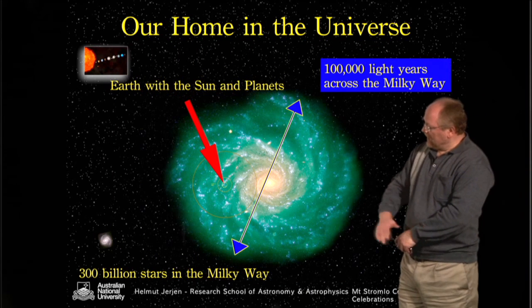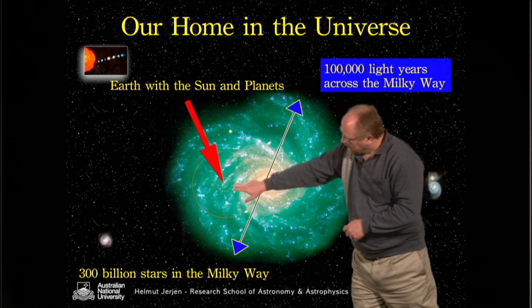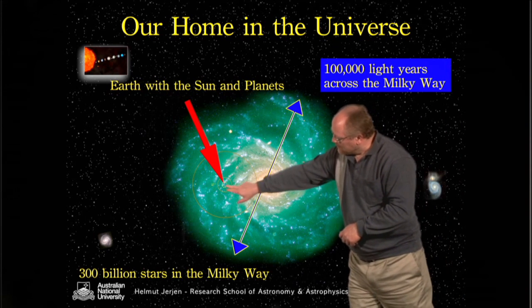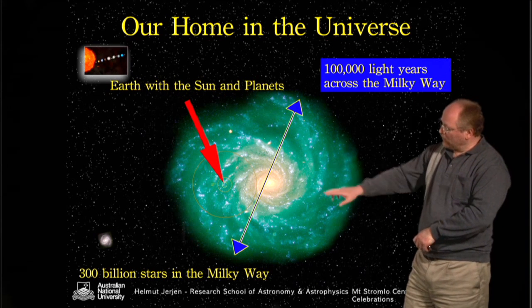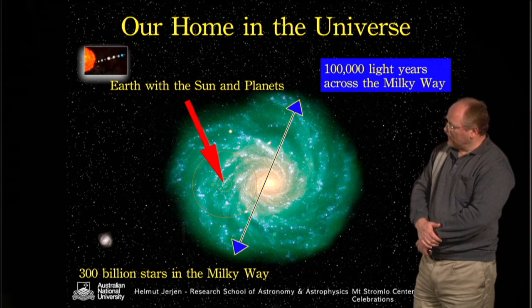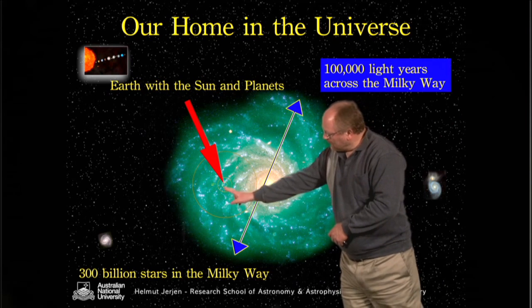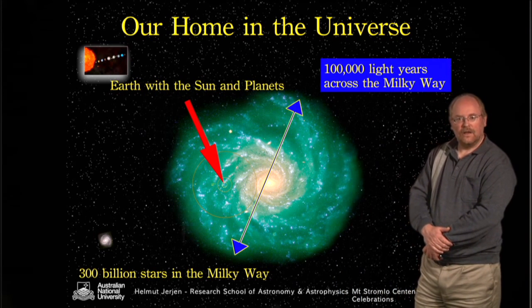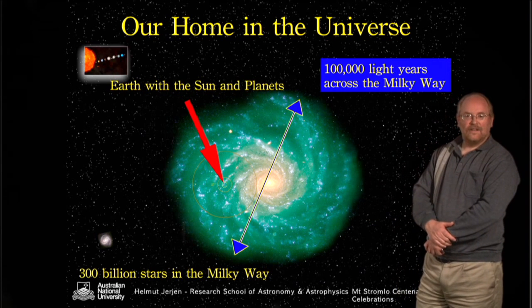Our Milky Way is a spiral nebula, and the location here would roughly indicate where we are living with our Sun, in one of the arms of the spiral galaxy. So the Earth with the Sun and the planets are located slightly off the center of the Milky Way. The entire size of the Milky Way is of the order of 100,000 light years.